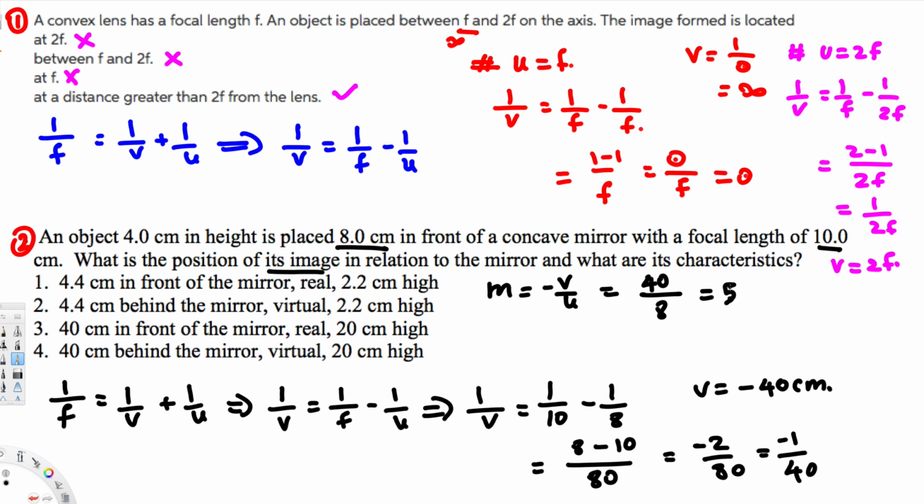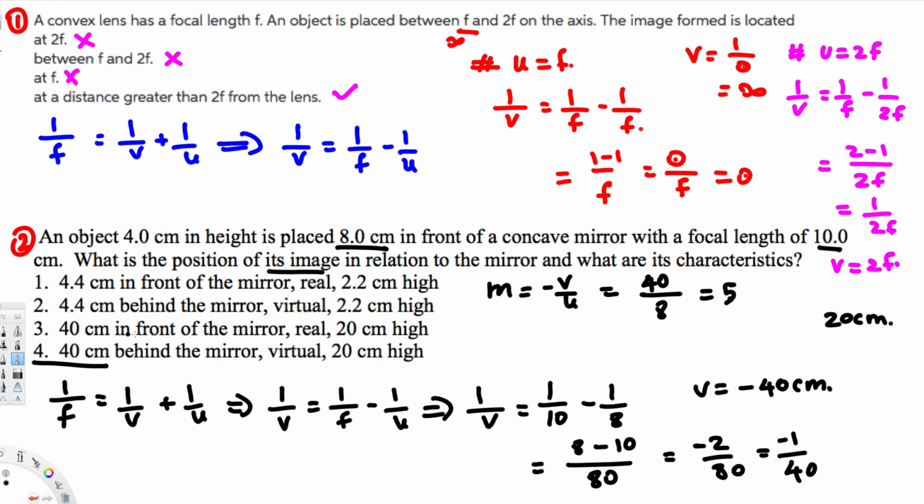So 5 times bigger. The object height is given as 4 centimeter, and if you multiply this by 5, that gives you 20 centimeter. So 20 centimeter is the height of the image. Now according to this, both of the characteristics match with this answer. So 40 centimeter behind the mirror, virtual, 20 centimeter high, right? So this is the correct answer.